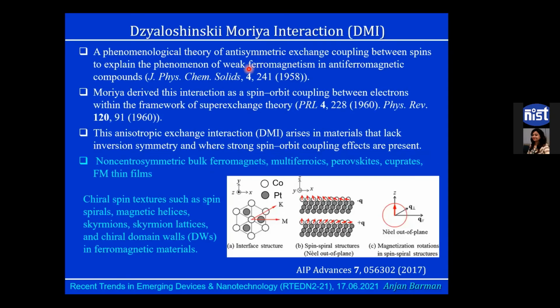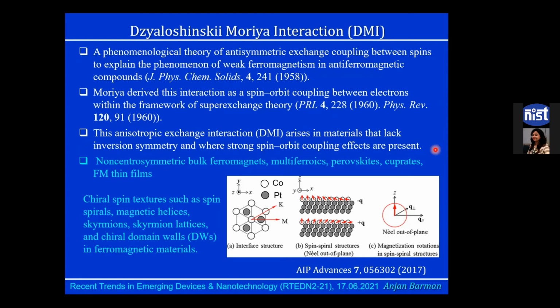So in 1958, Zalesinski gave rise to a phenomenological theory of antisymmetric exchange coupling between spins to explain the phenomenon of weak ferromagnetism in antiferromagnetic compounds. And then in the preceding years, Moria derived this interaction as a spin orbit coupling between electrons within the framework of super exchange theory. That was then known as the Zalesinski-Moria theory, and gives rise to an anisotropic exchange interaction that arises in materials that lack inversion symmetry, where strong spin orbit coupling effects are present.